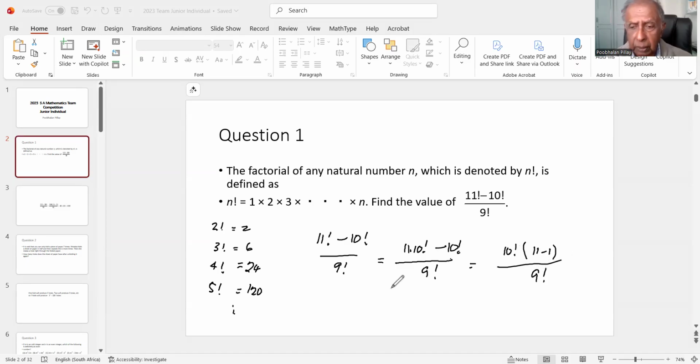Now this 10 factorial is really 10 times 9 factorial into 11 minus 1. And these are all multiplied, so you can cancel. The idea in bringing 9 factorial is to allow it to cancel like this. So you have 10 times 10, which is 100. Okay, so that's the answer to this problem.